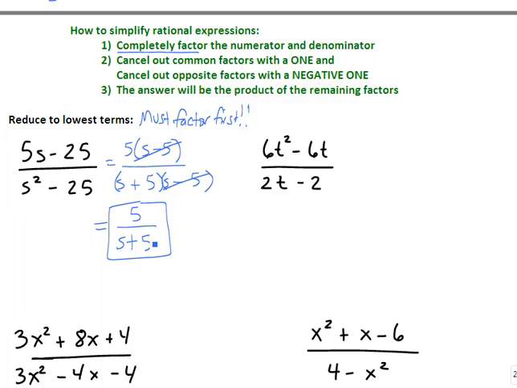Don't be tempted to try and cross off these 5's because they are not part of the same factor. You would need the top to be s plus 5 as well. You can't break up a sum down here in the bottom and just cancel out part of the sum. Okay? So let's try this again on the next example.